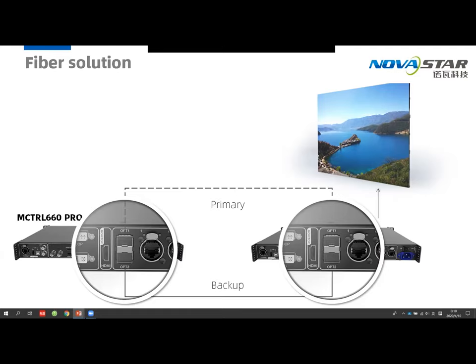We can directly use two pieces of M-Controller 660 Pro. The first one we use as a sending card, and the second one we use as a fiber converter. So between those two, if you use single mode, the distance can be up to 15 kilometers.